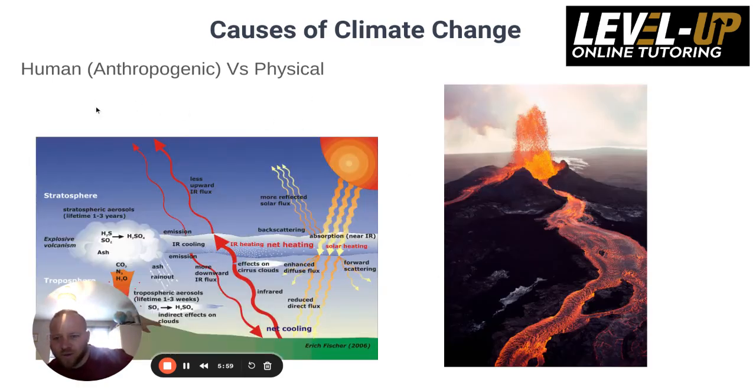But there are some natural causes as well. For example, volcanoes, volcanic activity. Now, two ways they affect the Earth's climate. They are warming it up because they release carbon, okay, when they erupt. And again, just like a power station, that enhances the greenhouse effect by trapping heat.